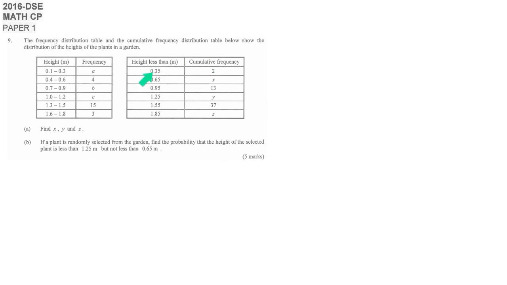For example, less than 0.35 means we just count the first group. And the second row, any data which is less than 0.65, means not only the first group, but we also count the second group. So that's why it's called cumulative. The third row here, less than 0.95, means the first group, second group, also the third group, representing 13.